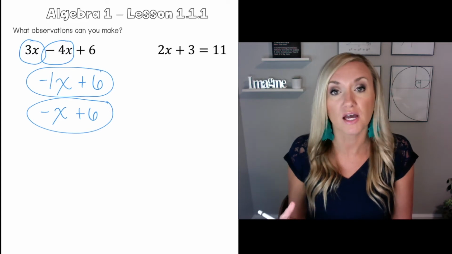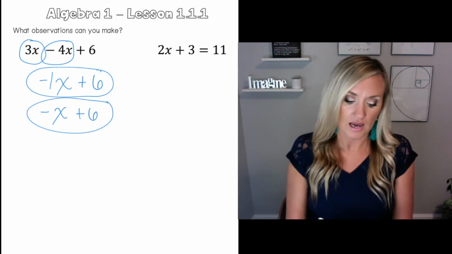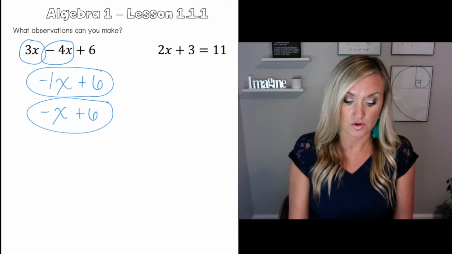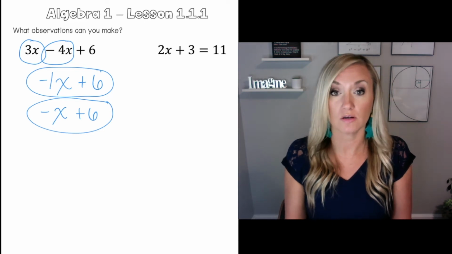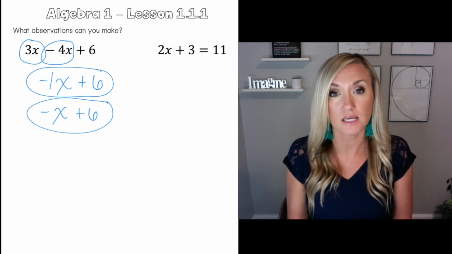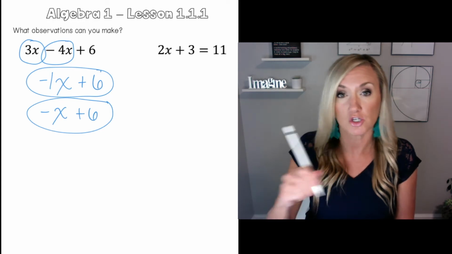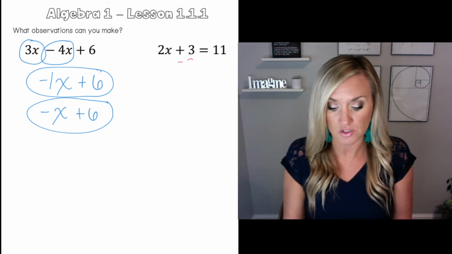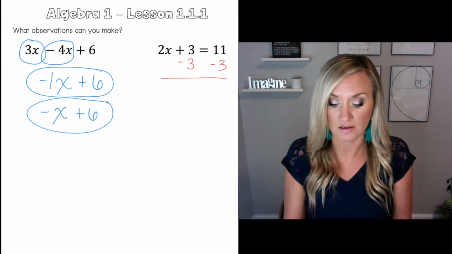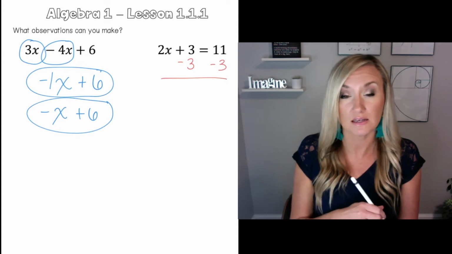We've simplified the expression. On the other one we're looking at, the equation, we can solve for x. We know what x is, and we plug it into that equation to make it true by solving. So we're going to subtract 3 from each side, just like what we did in the opener.